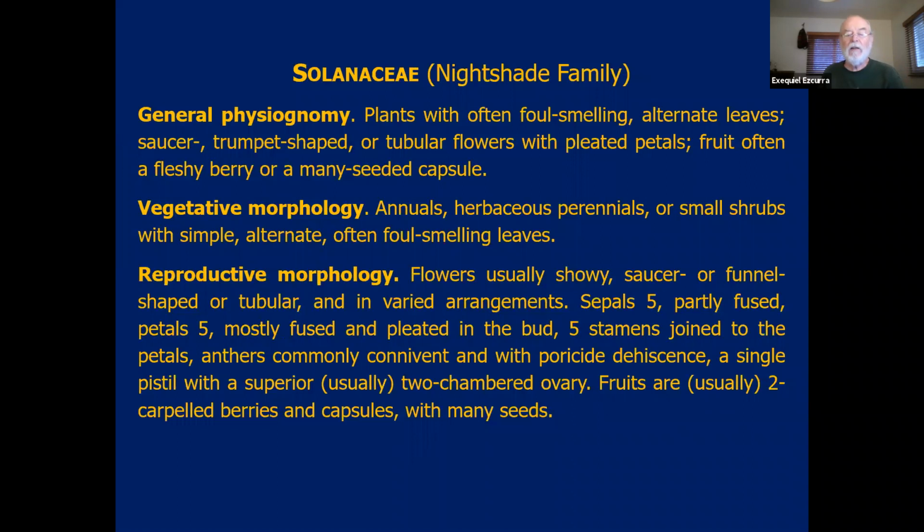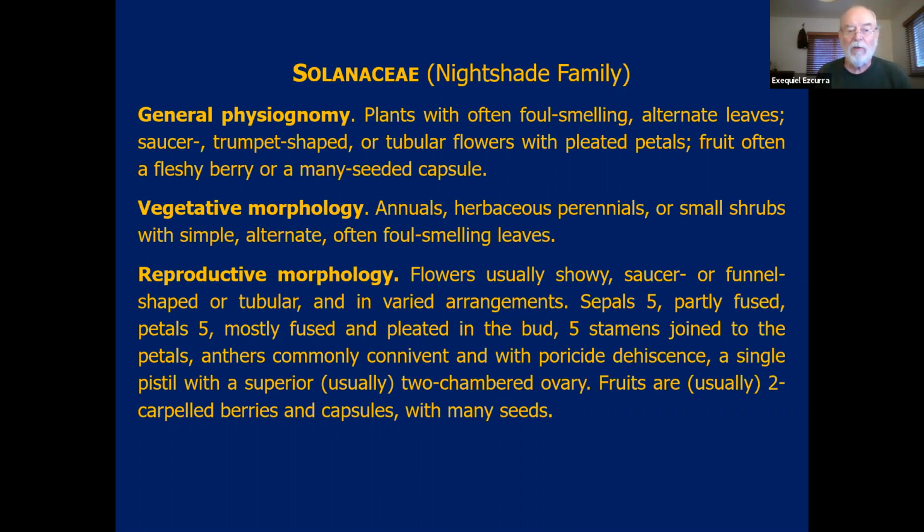So now we'll start with the nightshade family, the Solanaceae, also known as the tomato family. The Solanaceae are normally plants with foul-smelling, alternate leaves, saucer, trumpet, or tubular flowers with pleated petals. Fruit mostly a fleshy berry, sometimes a many-seeded capsule. We'll check later the flower morphology of the Solanaceae. It's very easy to identify, especially the trait of the pleated petals. We'll see it in a second in some images and drawings.